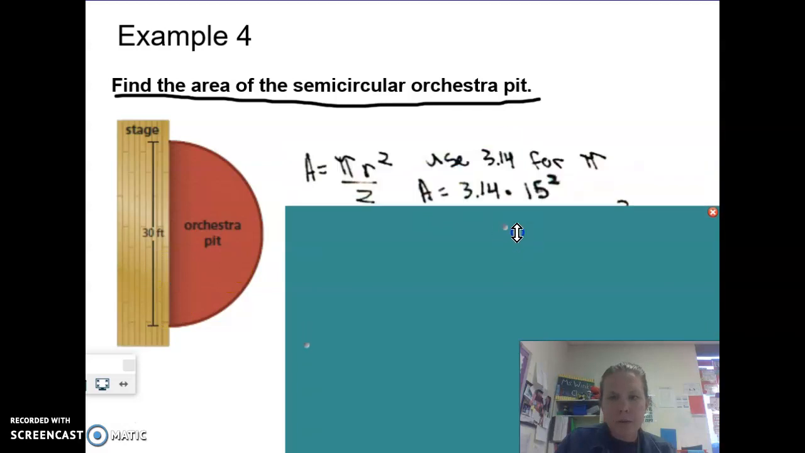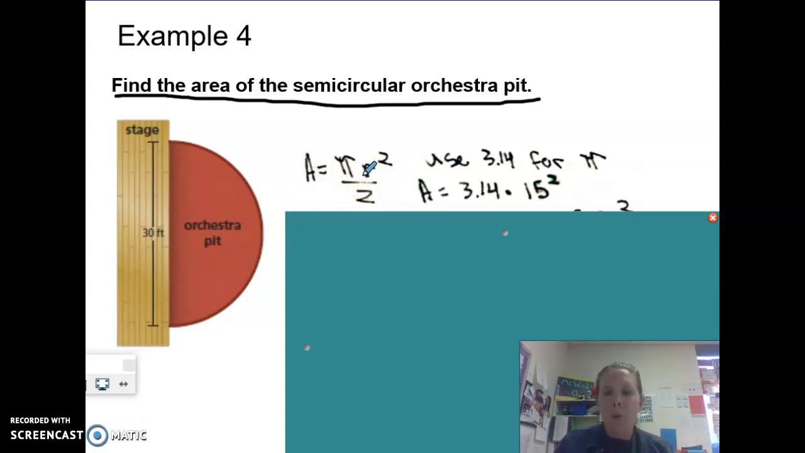So when I set up this equation, ultimately my equation is going to be the same. The only difference is I need to divide it by 2. So when I set this up, I take my pi times radius squared, and in this case, I just set it up as a fraction, okay? Because remember, fractions are just dividing by 2. I'm going to use 3.14 for pi. Anytime you are not given any specific directions for pi, use 3.14.